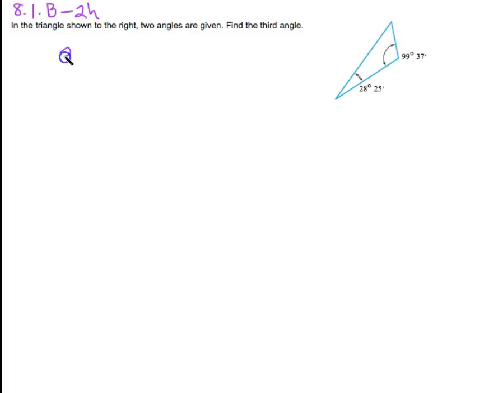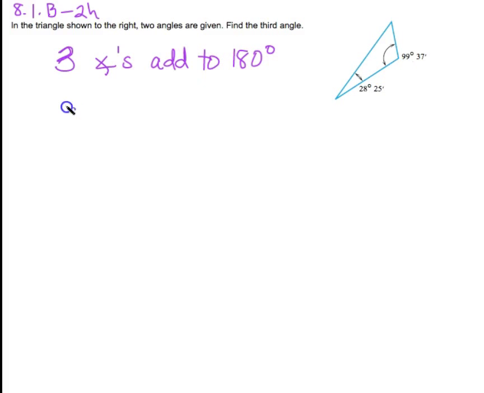So the first fact you want to know is that three angles in a triangle add to 180. So we know that if we had that third angle in there, it plus the 99 degrees 37 minutes, 28 degrees 25 minutes, all that would add to 180. So what we can do is add the two angles that we already know and then subtract that sum from 180.